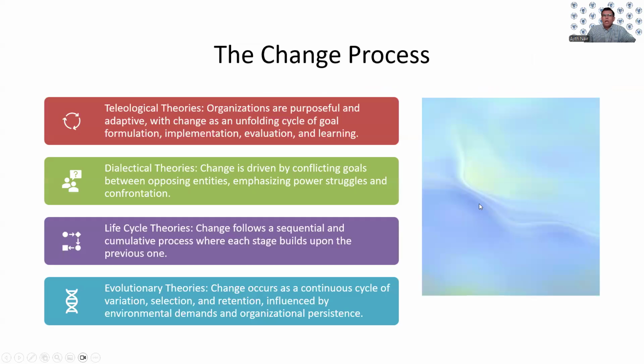Now let's take a look at how different change models and theories help us manage organizational change. We briefly touch base on these four theories. The teleological theory views change as a purposeful and adaptive process. Many organizations under this theory see change as goal-driven. Leaders set objectives, implement strategies, evaluate outcomes, and refine approaches like a textbook model.